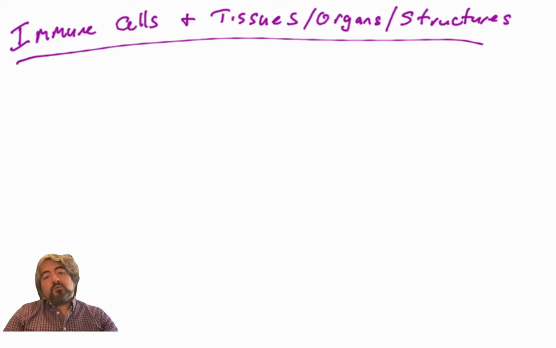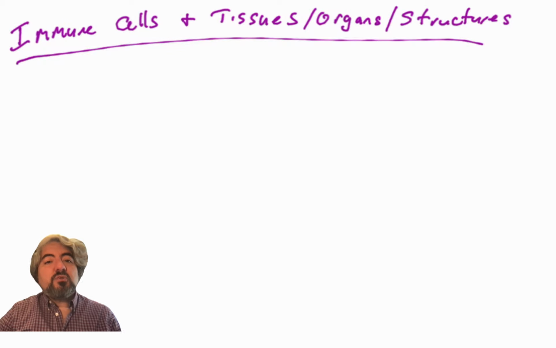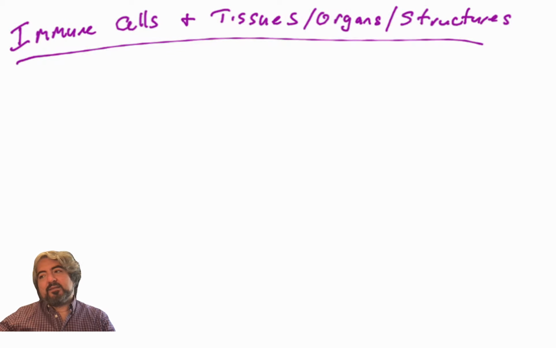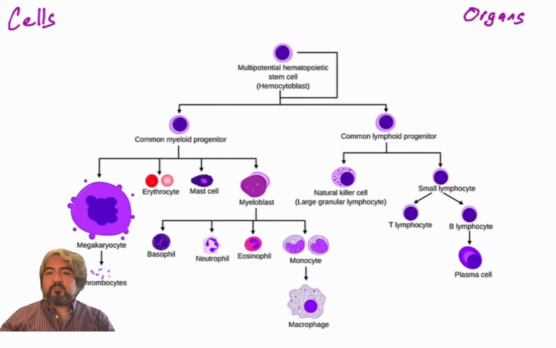So in this video, we're going to talk about immune cells and introduce the idea of immune cells being in different parts of the body, originating in certain parts, patrolling, defending, attacking. So we'll talk about immune cells as well as immune tissues and organs and the locations in the body.